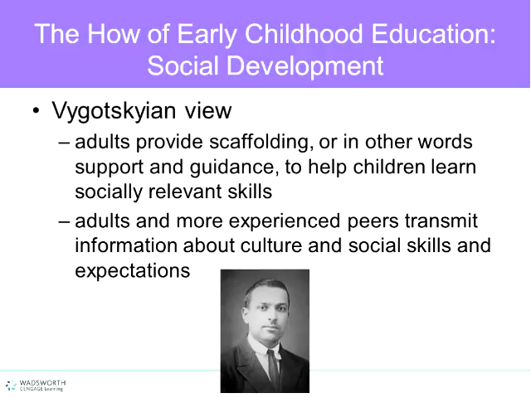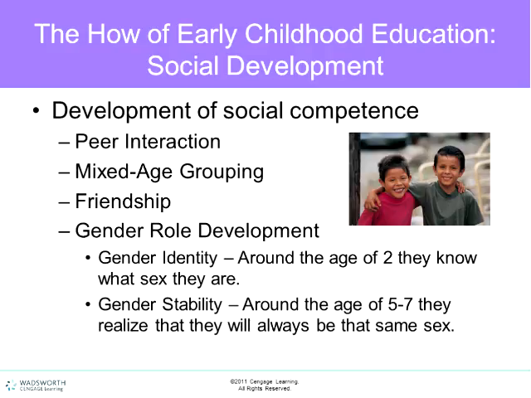He believed adults and more experienced peers, meaning children that were a little bit older than them, transport information about culture, social skills, and expectations. So those are just the three main theories talked about in the book. Social competence, which was brought up before. How do children become socially competent? Here's a few different ways.